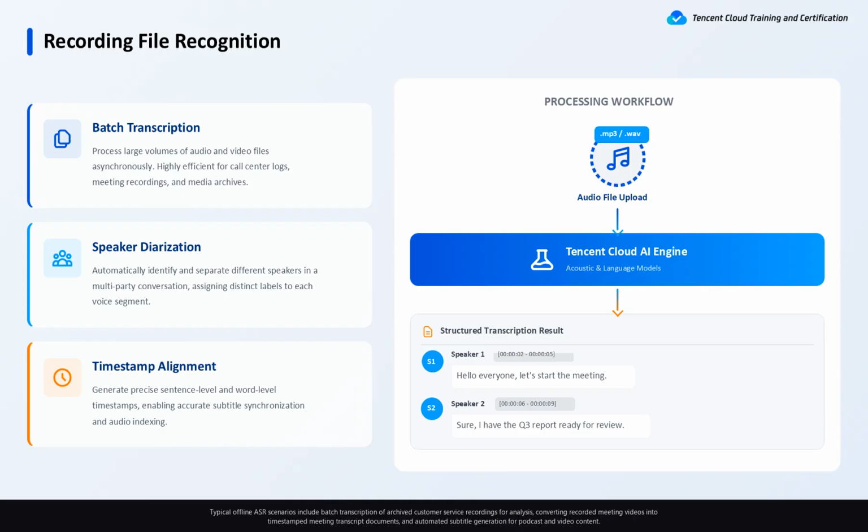Typical offline ASR scenarios include batch transcription of archived customer service recordings for analysis, converting recorded meeting videos into time-stamped meeting transcript documents, and automated subtitle generation for podcast and video content. The service also supports speaker diarization in offline mode, distinguishing between speakers in the transcription output, particularly valuable for multi-participant meeting recordings and interview audio. The output format includes timestamps and speaker labels, directly usable for generating professional meeting records.